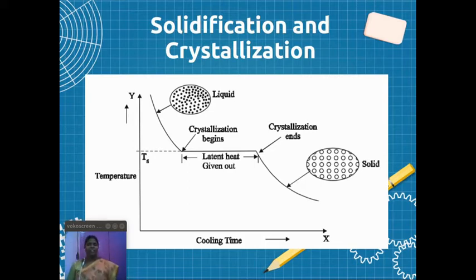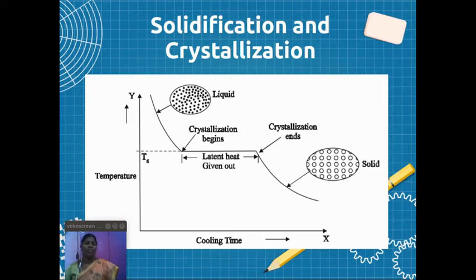After that, the solid phase is transformed to liquid phase. If you continuously heat the material, at one point all the liquid becomes vaporized, that is the gaseous state. So, a material can transform into these three states. This figure explains the relation between the temperature and the cooling time.